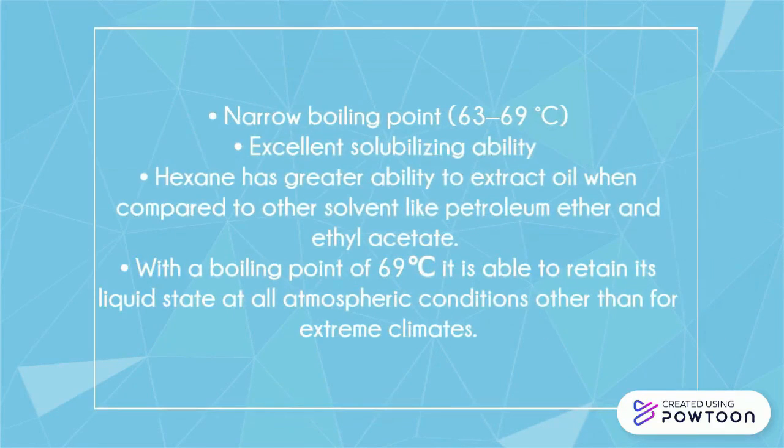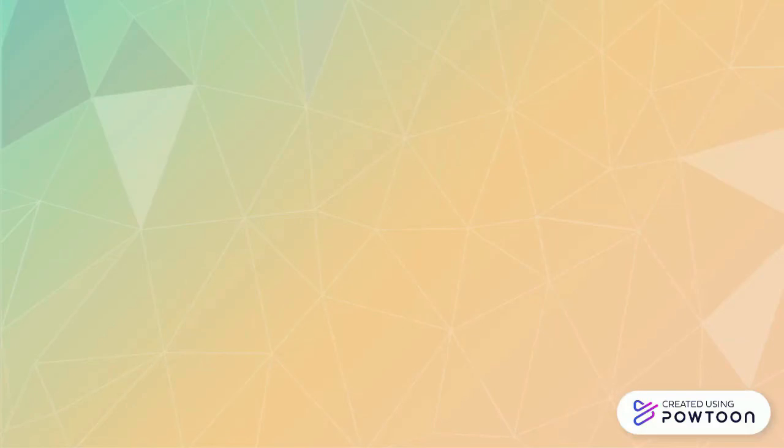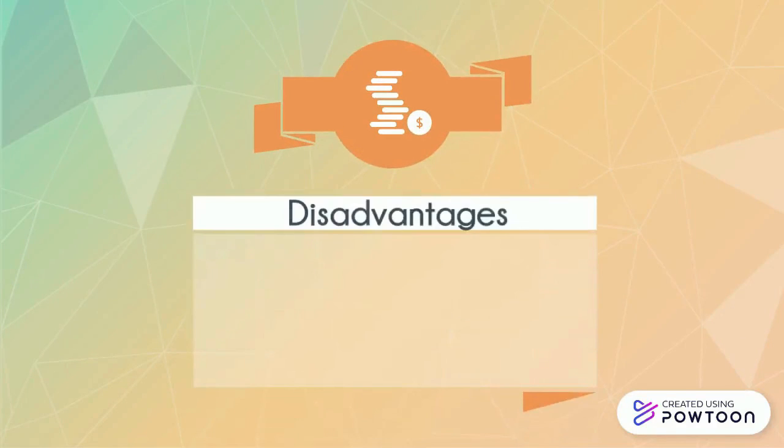Hexane has the greater ability to extract oil when compared to the other solvents like ethyl acetate. It also has a narrow boiling point of up to 69 degrees Celsius and is able to retain its liquid state in all atmospheric conditions. Lastly, it also has an excellent solubilizing ability. Now, you guys know the reason why hexane is commonly used.